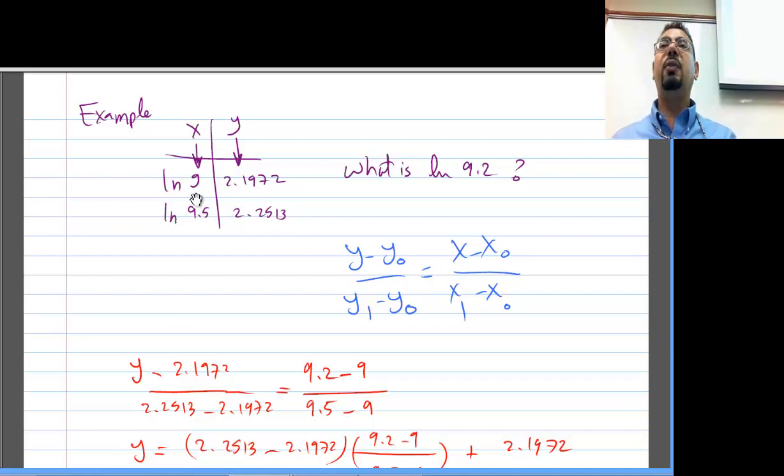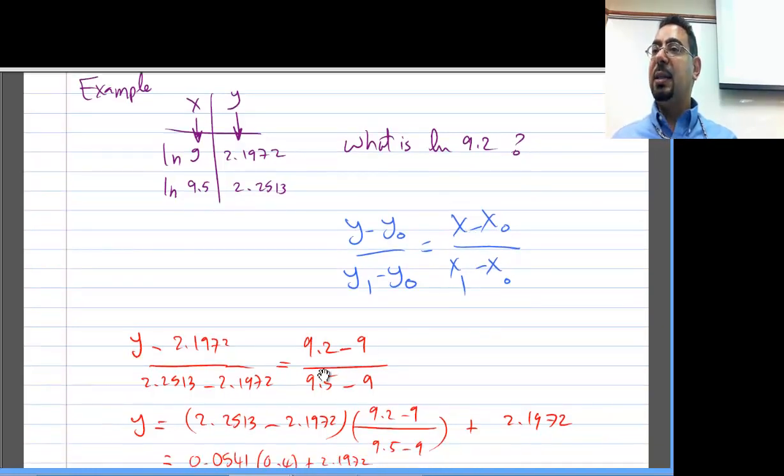You're wondering what happened if it's 9.2. When x is 9.2, what is the y? What is ln 9.2? Okay, so here is the formula. The y that you are trying to find, minus y naught, over y1 minus y naught, is x minus x naught over x1 minus x naught. And here are the x's.